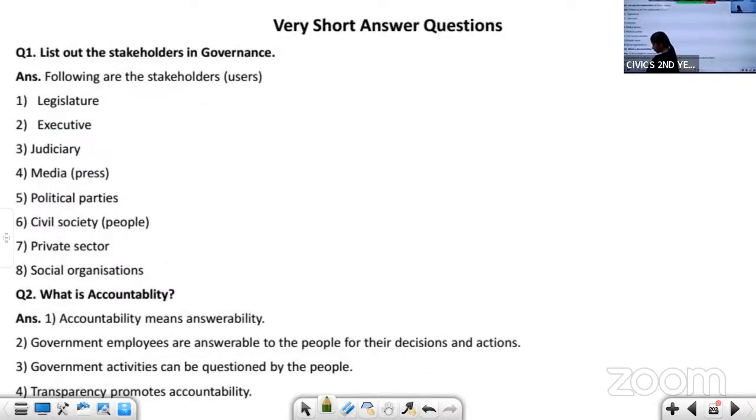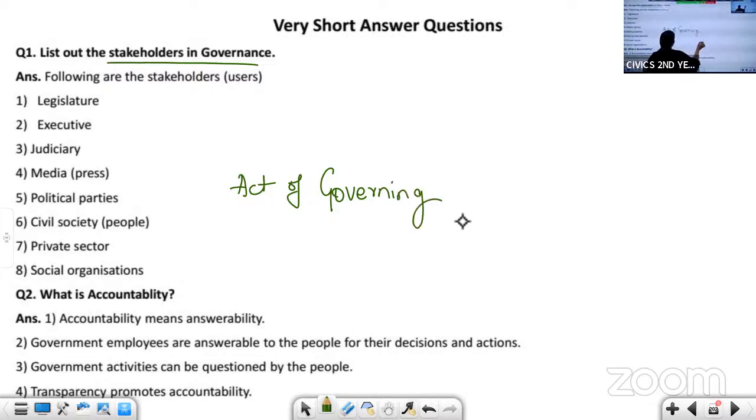Now let us move to the very short answers. The first one is: list out the stakeholders in governance. I told you what is governance? Act of governing. Act of governing is called governance.